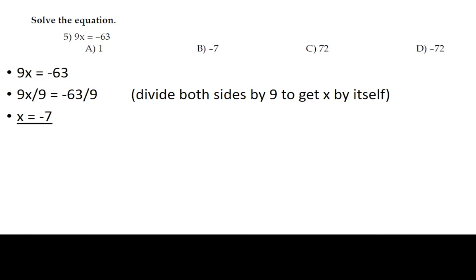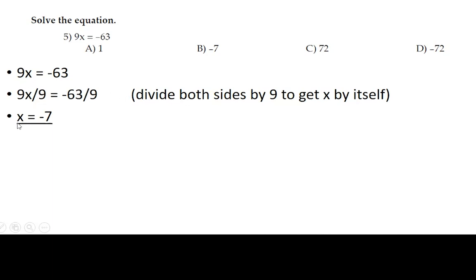Number 5, we want to solve 9x equals negative 63. Again, we want to get the x by itself on the left. We undo multiplying by 9 with dividing by 9. Whatever we do on one side, we have to do to the other. So we divide both sides by 9.